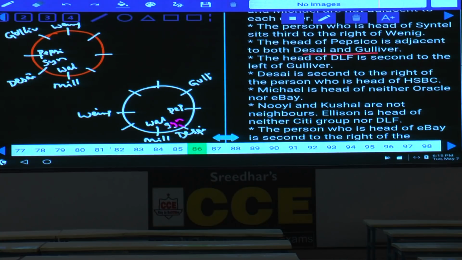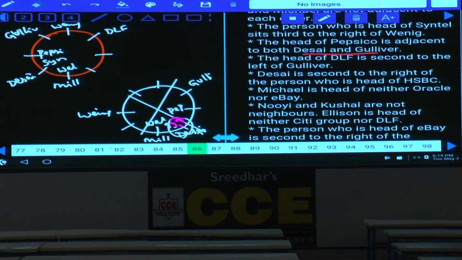Done? And next one. As of now we got Wing, Gulliver, Desai and Millen. And next one, head of DLF is seated second to the left of Gulliver. Second to the left of Gulliver is DLF, DLF is here, second to the left of Gulliver. That means Sintel and DLF must be in the same place, which is not possible. And the second case is completely ruled out. Now we are left with only one case.